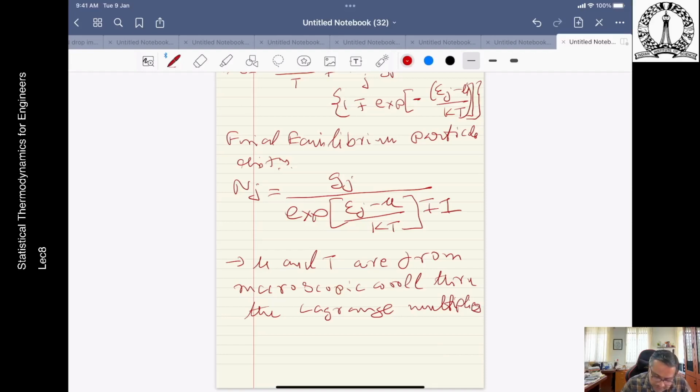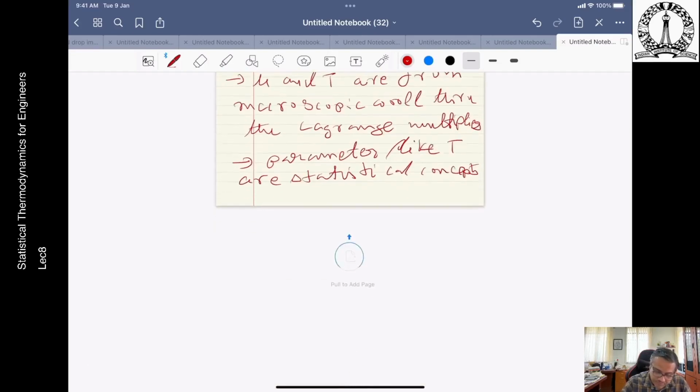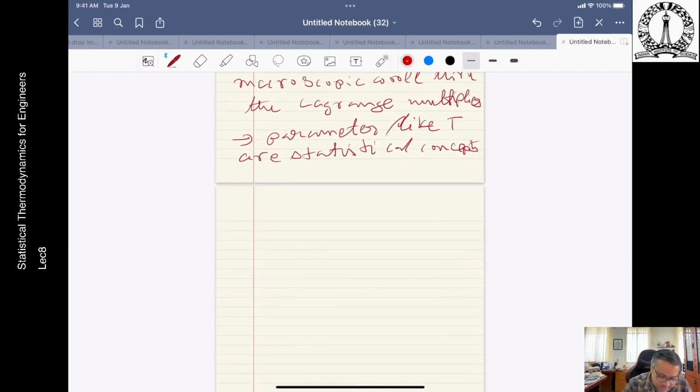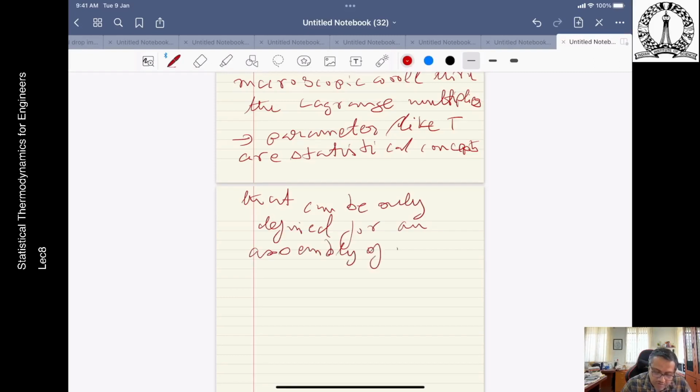Okay, so parameters like temperature are therefore statistical concepts that can be only defined for an assembly of particles.